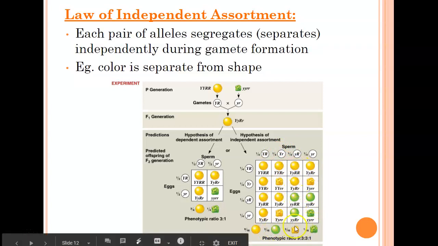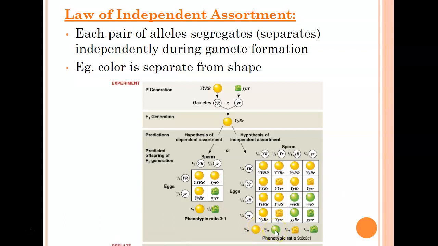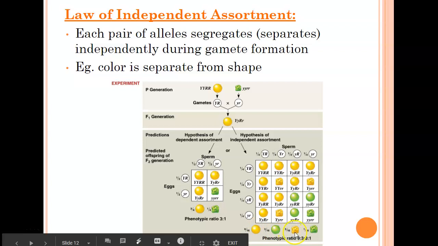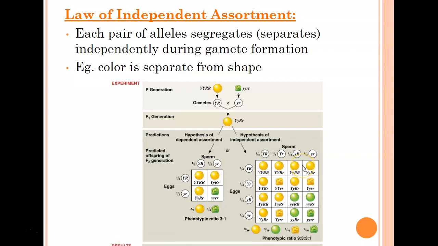And then that yields something called a 9-3-3-1 ratio, meaning 9 of 16 are going to be round and yellow, 3 of 16 are going to be round and green, 3 of 16 are going to be wrinkled and yellow, and only 1 is going to be wrinkled and green. And this is what he observed. If they were linked, you would expect to see something a little bit different. And so based on what he saw, he was able to arrive at this independent assortment idea.